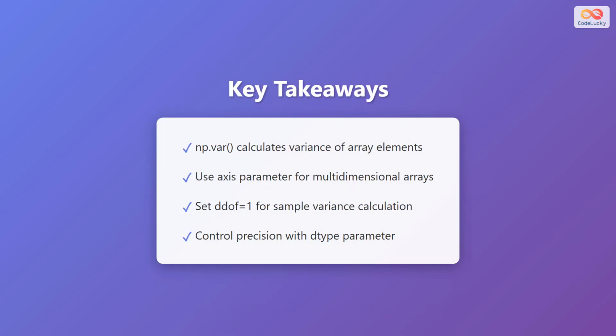Let's recap the key points. numpy.var calculates variance of array elements efficiently. Use the axis parameter when working with multidimensional arrays to control which dimension to compute variance along. Set ddof equals 1 for sample variance calculation instead of population variance, and use the dtype parameter to control precision when needed. With these tools, you can perform comprehensive variance analysis on your data.